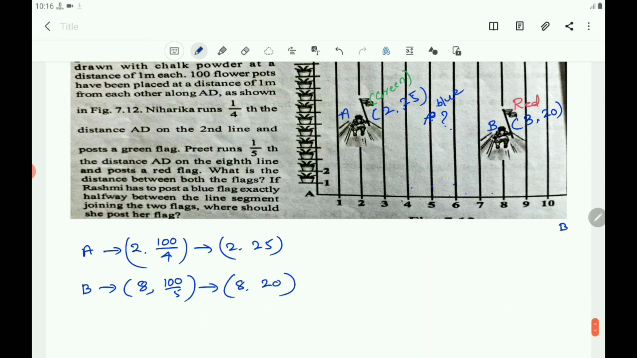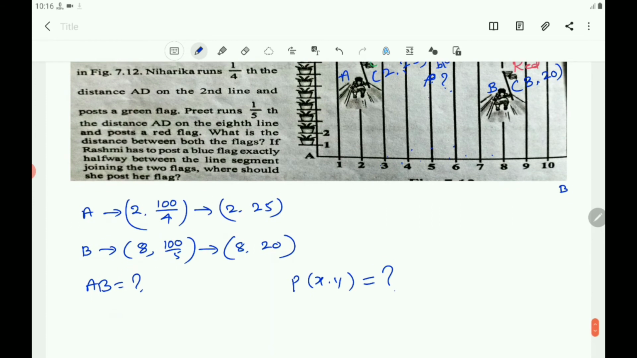Now find AB and also P of xy. Let us have the coordinates of the point which divides AB in the ratio 1:1, meaning P is the midpoint of AB. So let us have that as P of xy. We have to find the value of x and y. Now to find AB, use the distance formula.